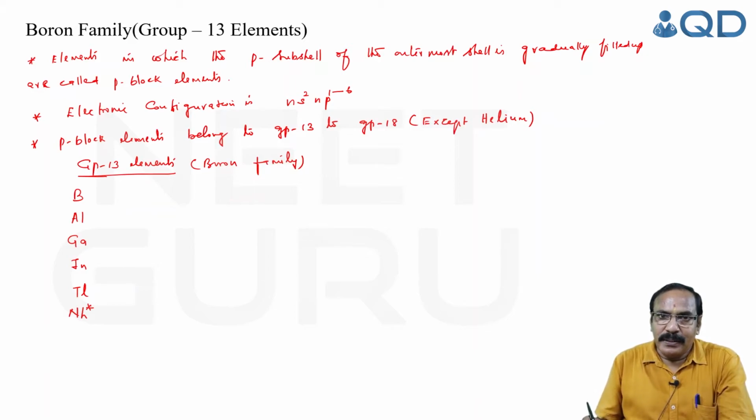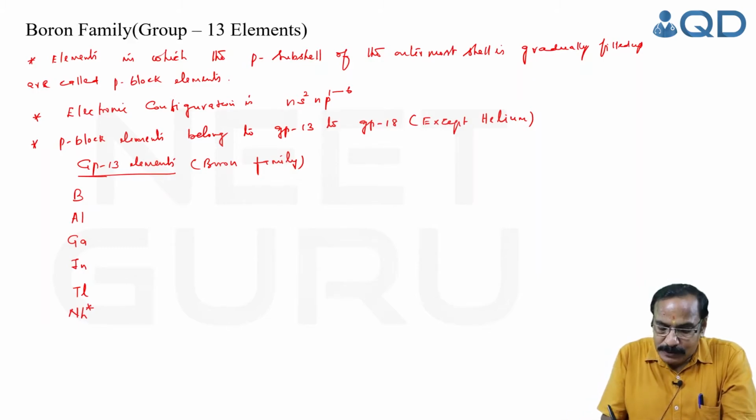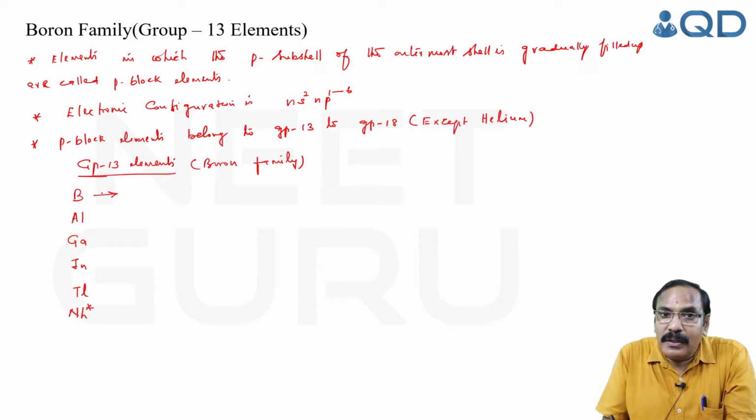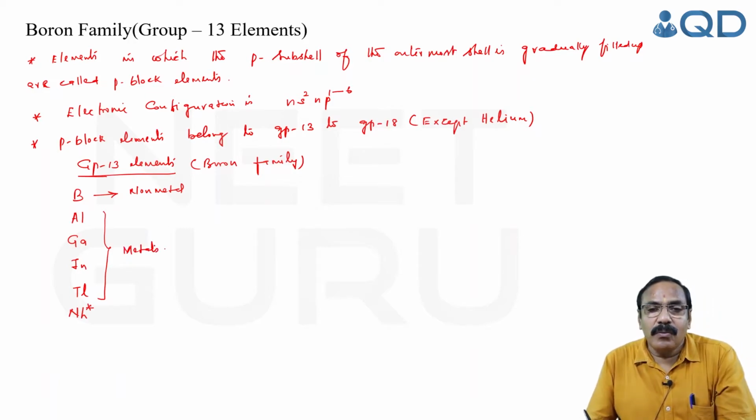Now, as you move down the group, the non-metallic character decreases, while the metallic character increases. Clear, no? Thus, boron is the typical non-metal, while other elements are metals. Clear, no? Now, what is the group oxidation state?